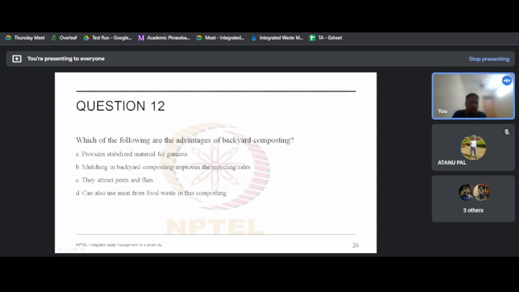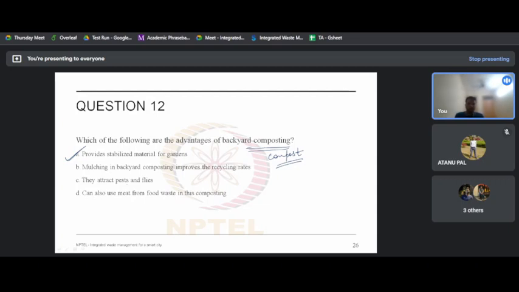So here we are talking about backyard composting. Compost is nothing but a kind of organic fertilizer. So it is used for stabilization in gardens. In a certain ratio, it will be mixed with soil and it will be used. So the first option is correct. That is the advantage of compost. It provides a stabilized material for gardens.